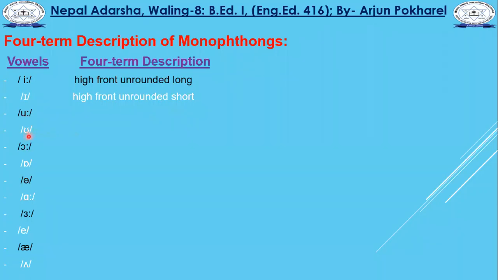Now again, it is this short U. It is what? High again. High, back, rounded, and what? Short. It is short U. In this way you can do the description of these vowels, these monophthongs.